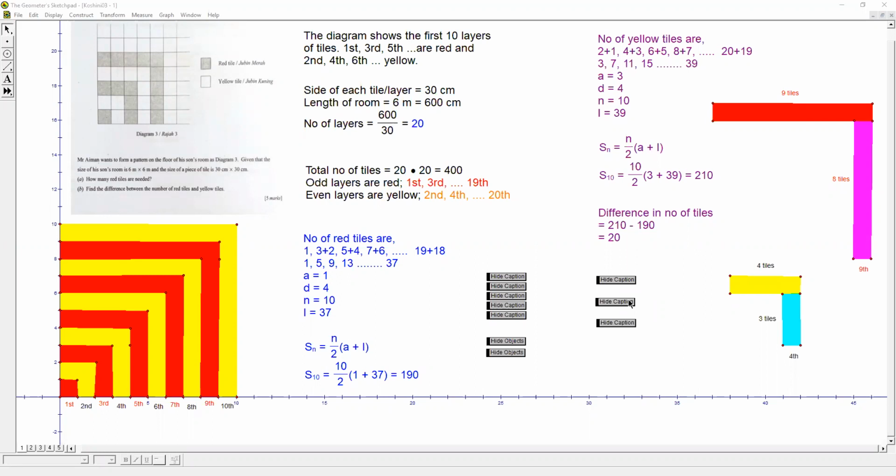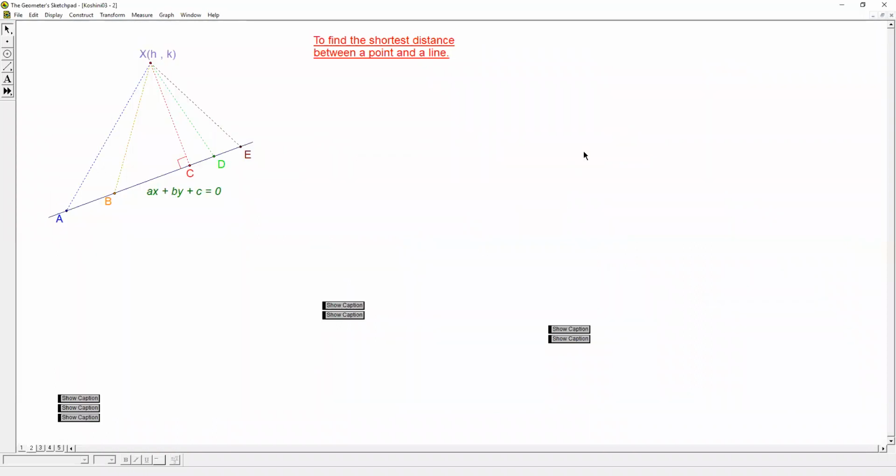Okay, if no problem, then we move on to the next one. Now the next problem is actually both coordinate geometry and also solution of triangles.